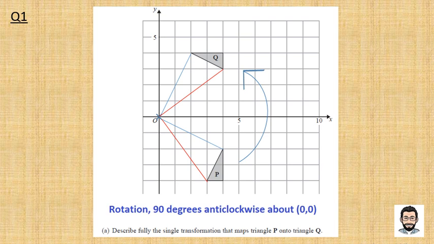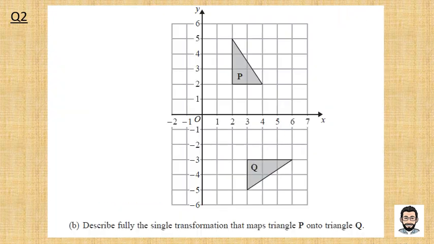Let's solve another question. Describe fully the single transformation that maps triangle P onto triangle Q. We want to move triangle P to Q. So what we're going to do? Yes, great. We're going to say where is the center and in which direction we have. So P to Q, yes. Of course, the center is somewhere here. So we're going to move around it from P to Q. So, great. Clockwise. Excellent.